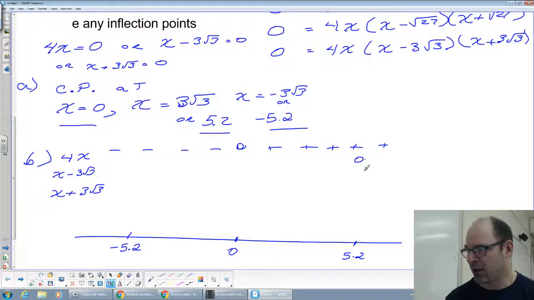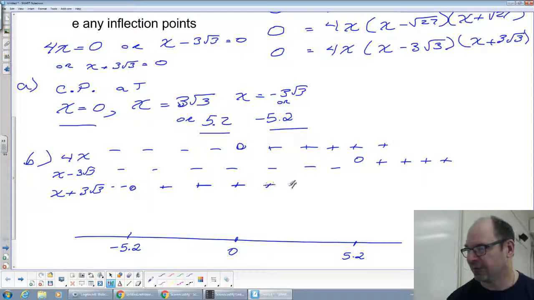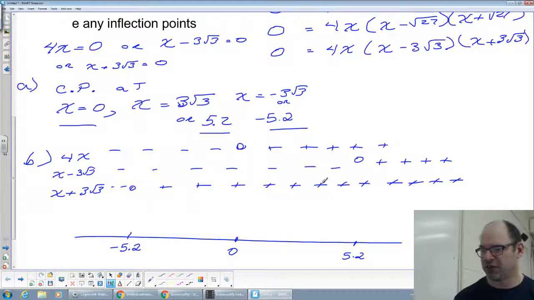The next one at 3 root 3, which is 5.2, it's going to be 0, since 3 root 3 minus 3 root 3 is 0. So it's going to be negative up to there, then positive after that. Then we've got a third one. It's going to be 0 right here, negative up there and positive after that. If we do all three factors together, notice that we have 1, 2, 3, 4 sections that we're looking at.